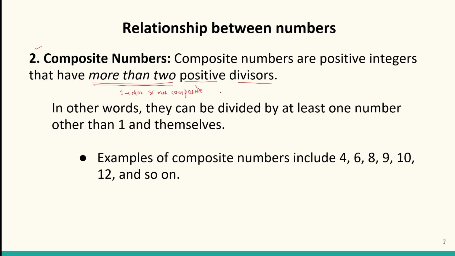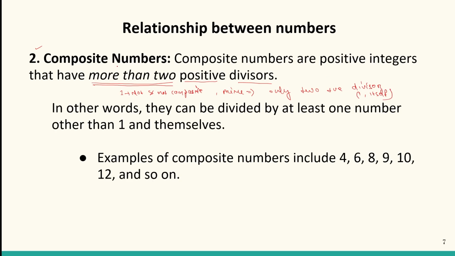Okay, and it is not prime because it has more than two positive divisors, because primes have only two positive divisors, one and itself. So composite numbers are also not prime numbers.